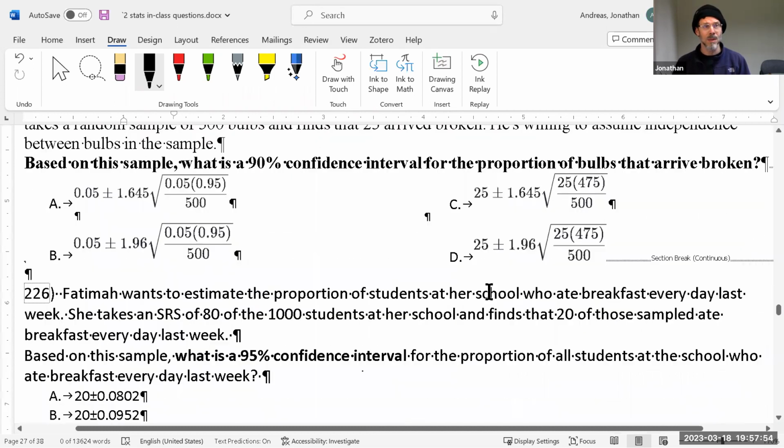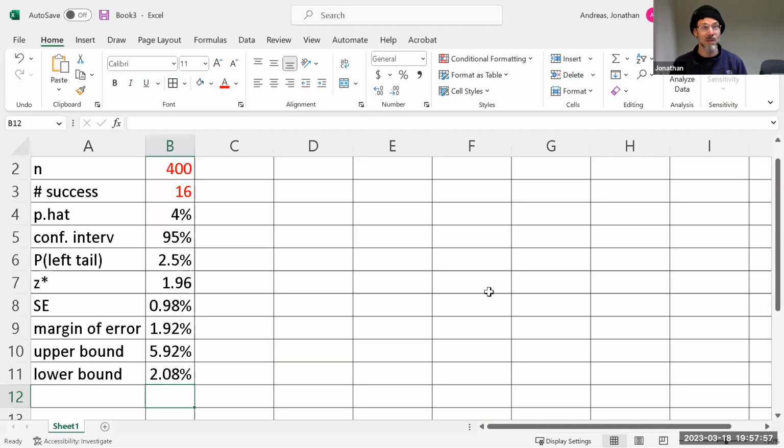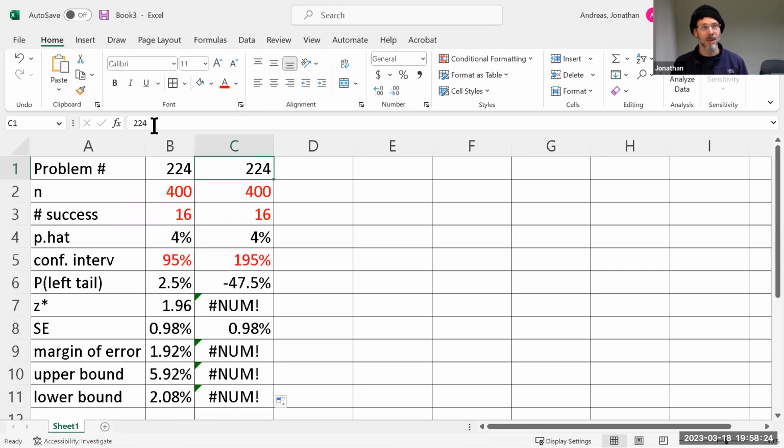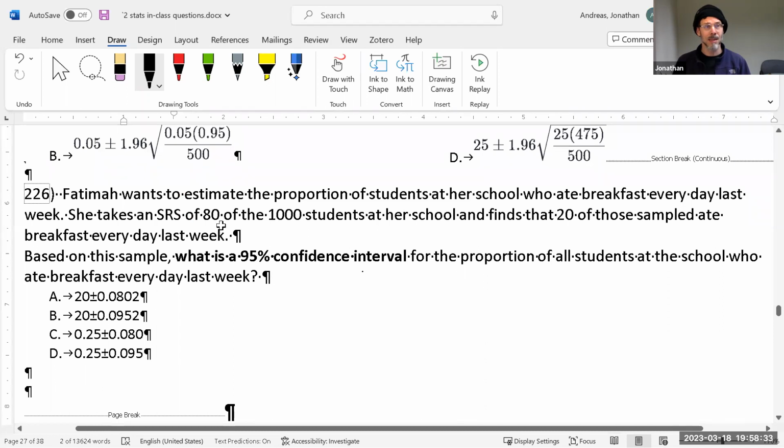Now, when we do the next one, 226, it's going to be really easy because we've already got everything on here that we need. So all we input is the n, the number of successes, and the confidence interval. These are the only three bits of data that we entered, and everything else is calculated off of that. So I'm just going to drag this whole thing over, and we have to change the numbers there. So this is number 226. And for 226, n is 80.